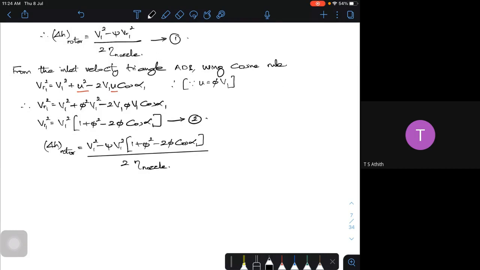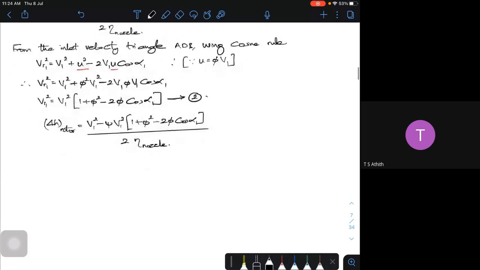Now, delta H rotor, this is what I'm going to get. Here V1 square is common, so I can take V1 square outside. This will become V1 square into (1 minus psi into (1 plus phi square minus 2 phi cos alpha 1)), the whole thing divided by 2 times nozzle efficiency. This is your enthalpy drop in the rotor.